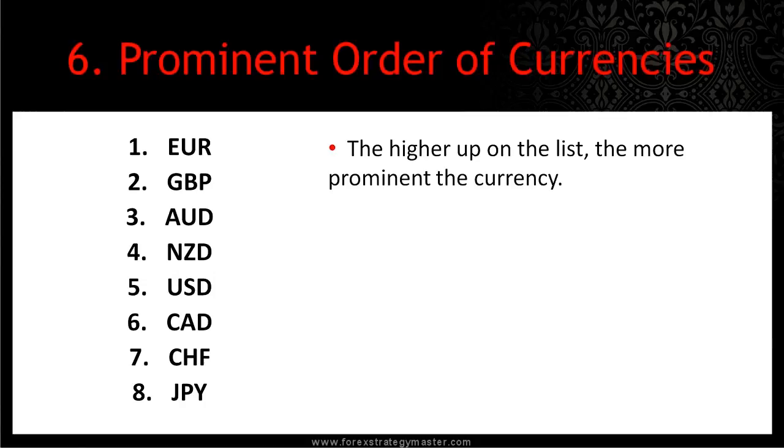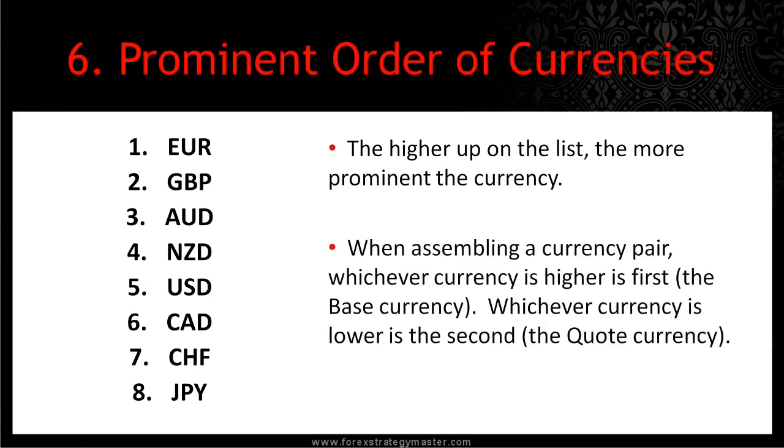Number 1 on the top of the list is the euro. Number 2 is the Great Britain pound. Number 3 is the Australian dollar. Number 4 is the New Zealand dollar. Number 5 is the US dollar. Number 6 is the Canadian dollar. 7 is the Swiss franc. And finally, 8 is the Japanese yen. It's not less important. It just is the bottom of this particular hierarchy.